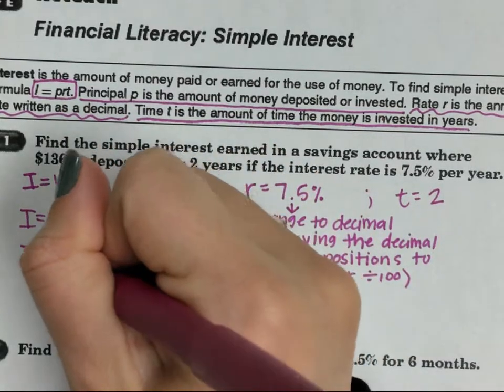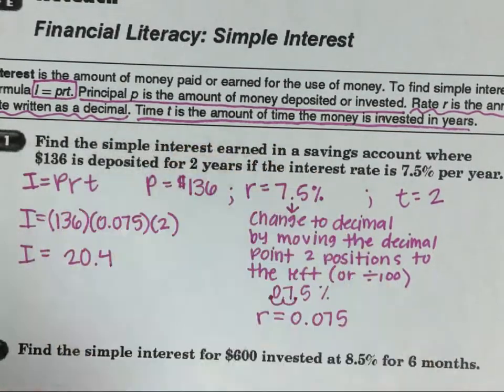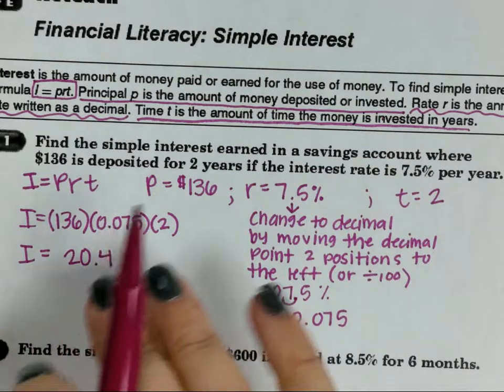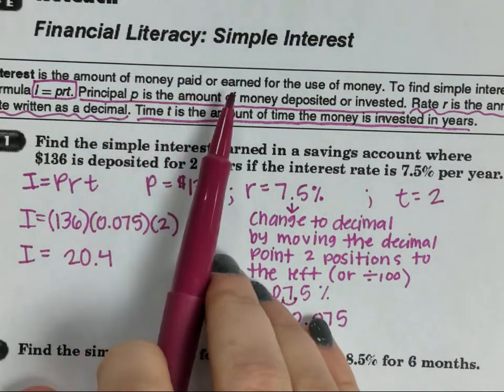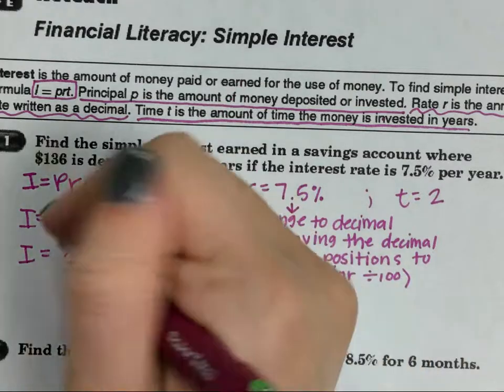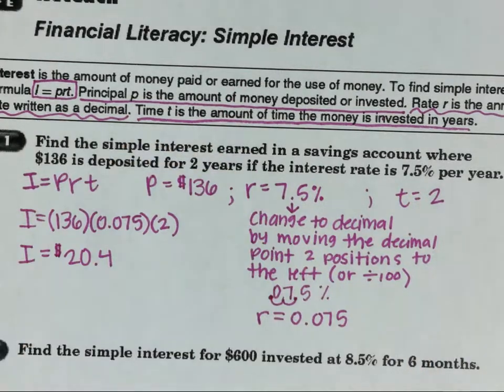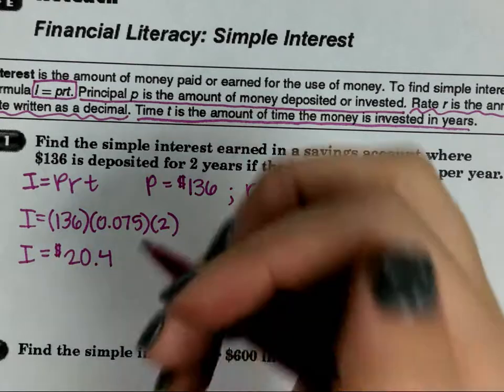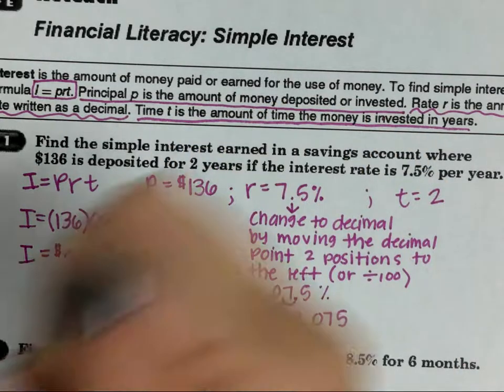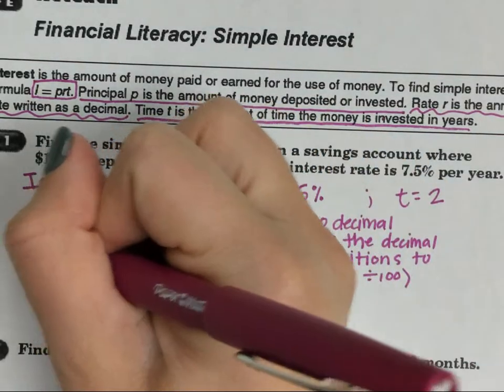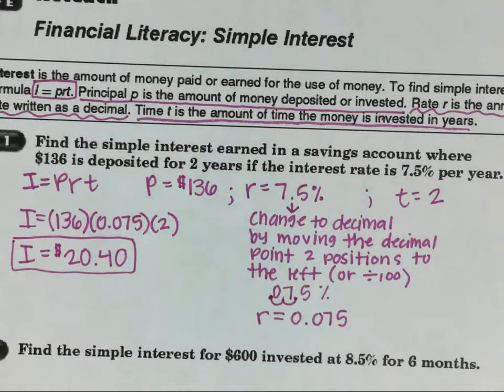Okay, so what I'm finding here is my simple interest, which, remember, is the amount of money paid or earned. So every answer is going to be in dollars, in money, okay? So that means every answer needs to be rounded to the nearest hundredth, or to 2 decimal places, because we always deal with money with 2 decimal places, right? So what do I need to add here? A 0. So that tells me that my simple interest is $20.40.